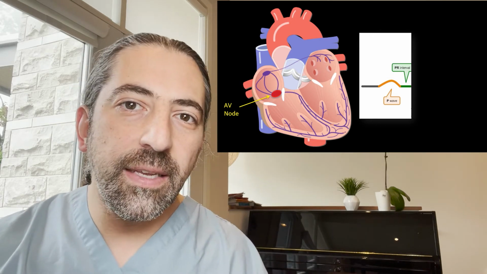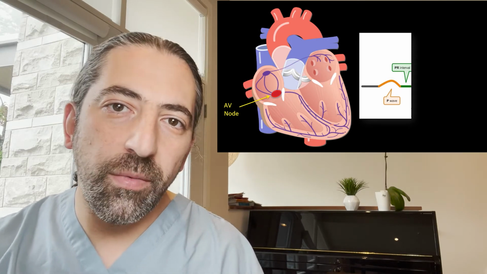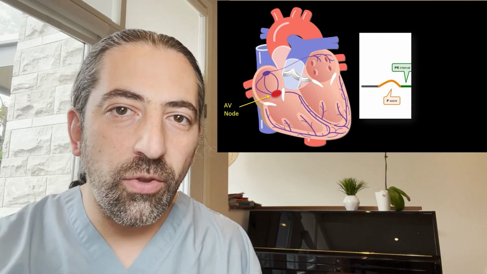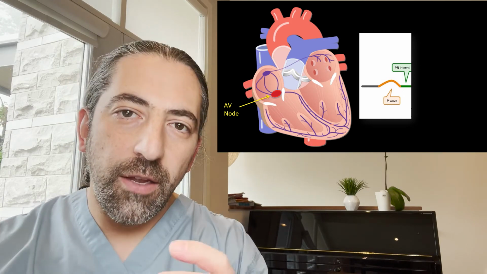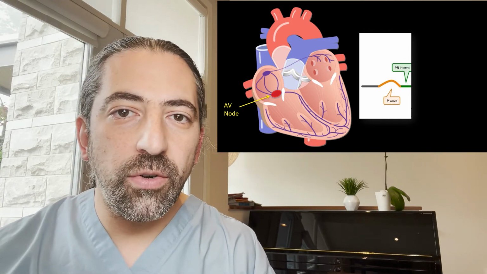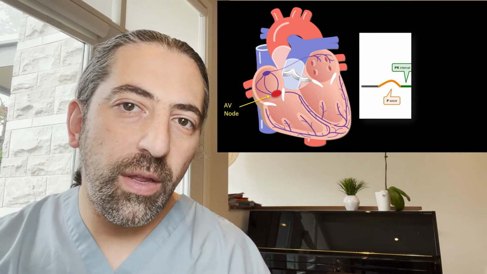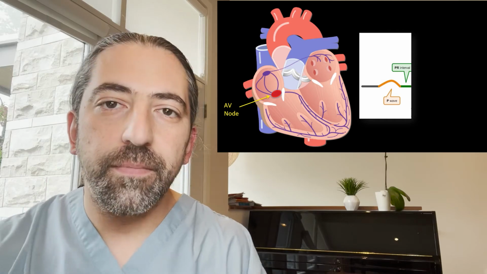Another reason is this delay slows down any abnormal, fast electrical impulses from the atrium. For example, in a patient who has an atrial arrhythmia, there will be a delay in the impulses getting to the ventricle, and so the heart rate will not be high to the point where the patient may pass away or die.